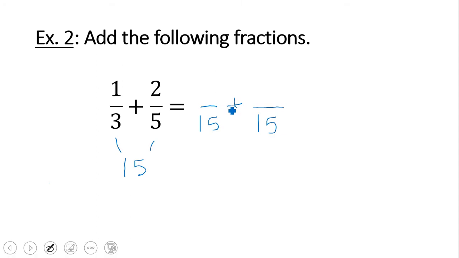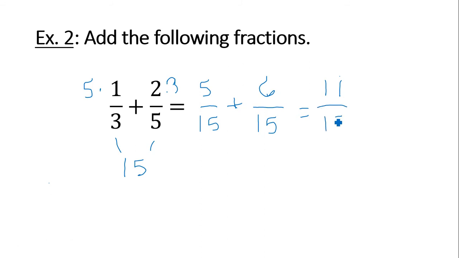So because we multiplied 3 by 5 to get 15, we also have to multiply the numerator by 5. So 5 times 1 equals 5. And on the other side, we multiplied 5 by 3 to get 15, which means we'll have to multiply 5's numerator by 3. So 2 times 3 equals 6. And now you can see we have two fractions that both have the same denominator, so we can just add the numerators, and then the final answer will be 11/15.